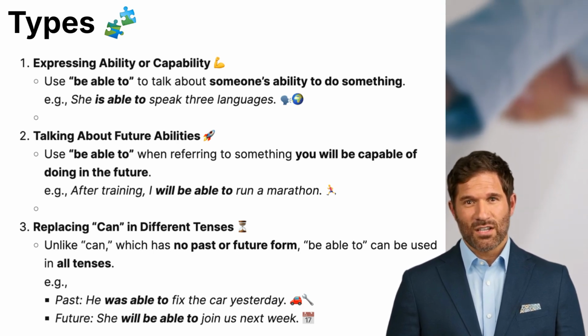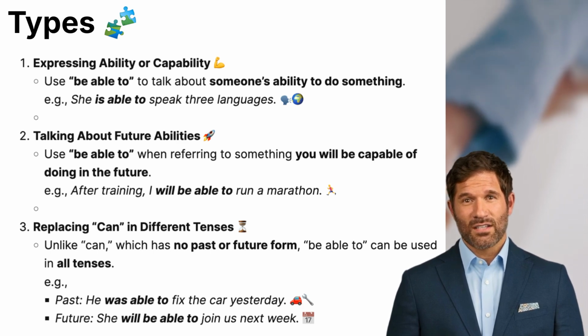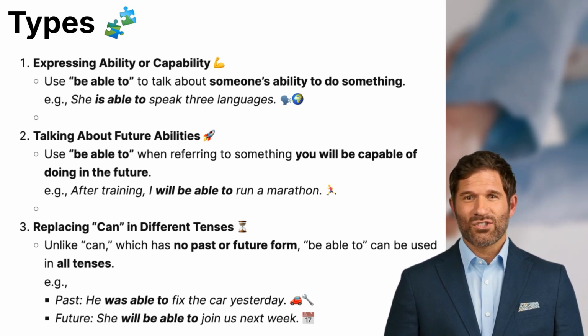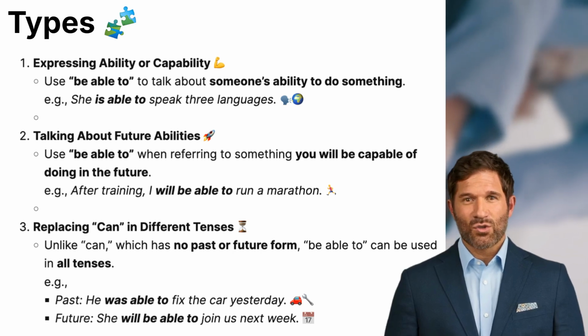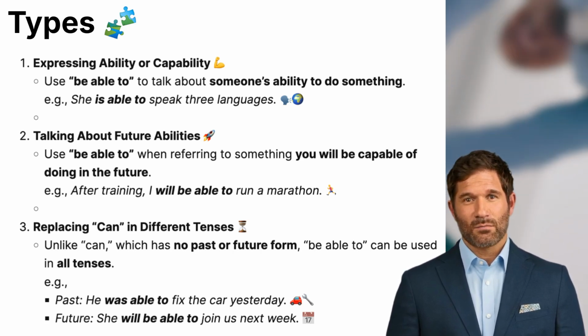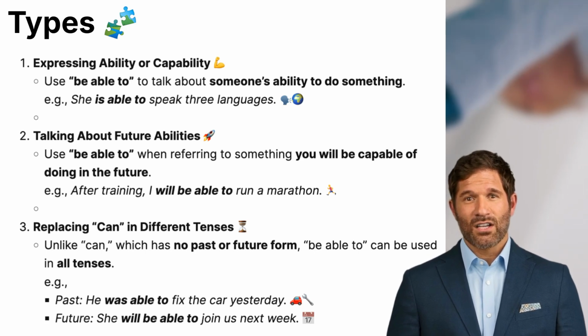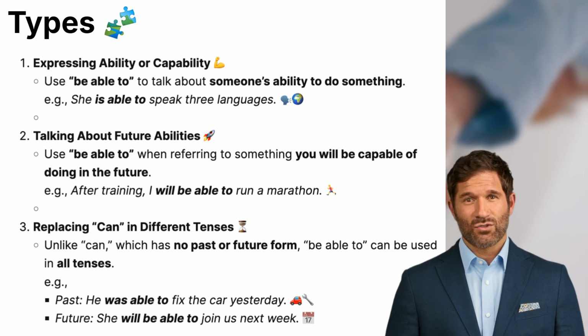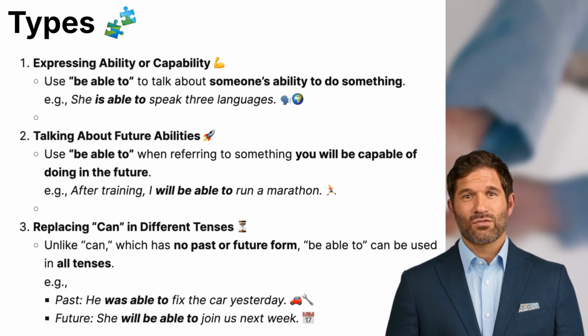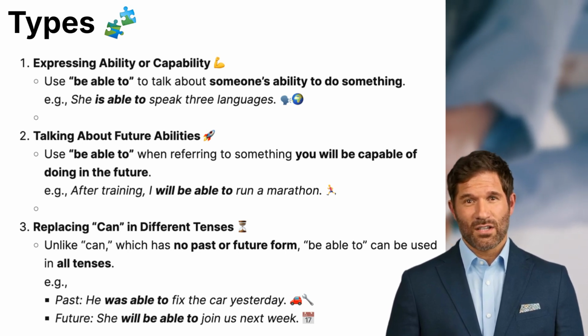More examples. I am able to swim. Same meaning as I can swim. They are able to solve complex math problems. Use be able to anytime you want to express ability. 2. Talking about future abilities. Unlike can, which doesn't have a future form, be able to lets you talk about abilities you will develop later.